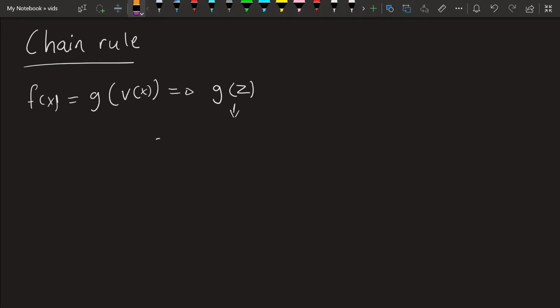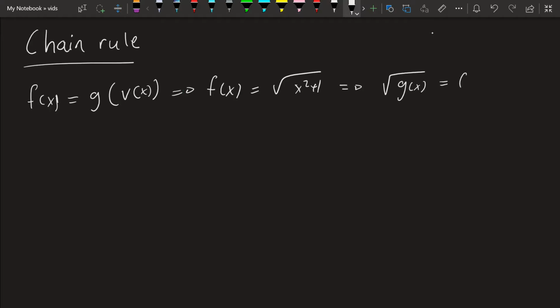So let me give you an example of a composite function. So here we go. f of x is equal to the square root of x squared plus 1. Okay? So we can literally say that this is the square root of another function, g of x, and it's equal to f of x, right? And let g of x be equal to x squared plus 1. So we have one function, and we have a whole new function, which is the square root of g of x.